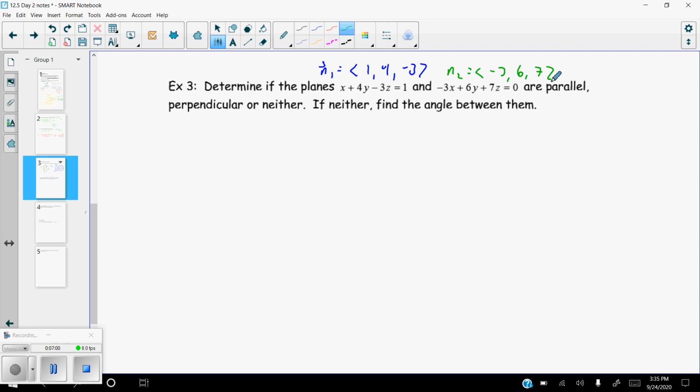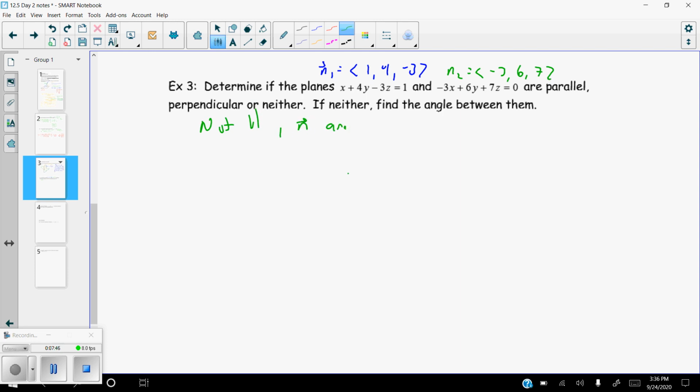So if these two planes are parallel to each other, that means that the normal vectors would also have to be parallel. And remember, the easiest way to determine if vectors are parallel is if they are constant multiples of each other. Look at the x value in n1 and the x value in n2. To get from n1 to n2, I would have to multiply the x by negative 3. But if I multiply the 4 in n1 by negative 3 for the y component, I do not get the correct y component in n2. It would have to be a negative 12, and it's a 6. So they're not parallel.